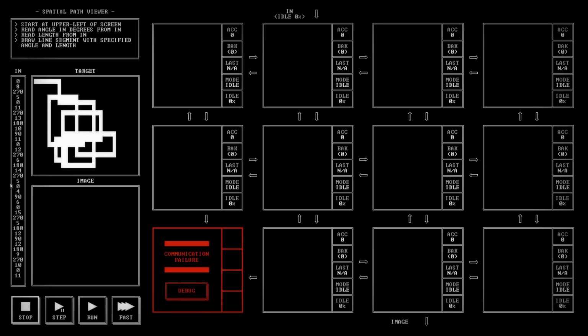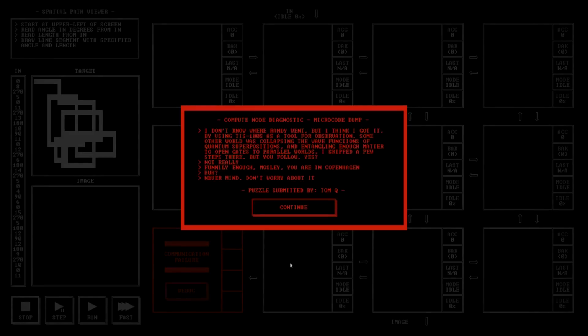This might not be as bad as I thought it was from the name. I don't know where Randy went, but I think I got it. By using TIS-100s as a tool for observation, some other world was collapsing the wave functions of quantum superpositions and entangling enough matter to open gates to parallel worlds. I don't think that's quite how quantum teleportation works. Not that I'm an expert. I skipped a few steps there, but you follow, yes? Not really. Funnily enough, Mosley, you are in Copenhagen. Huh? Never mind, don't worry about it.